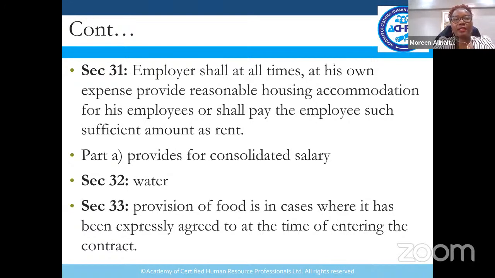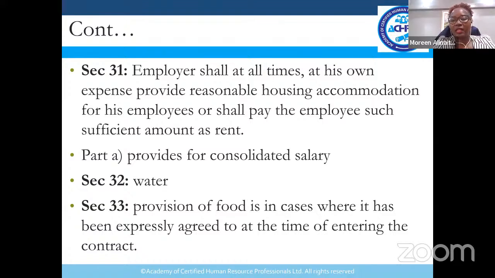Section 32 provides that employers must provide the employees with water, clean drinking water, okay? Clean drinking water is very important. Section 33 provides that provision of food is in cases where it has been expressly agreed at the time of entering the contract. So some companies or organizations decide to provide food for their employees. The Act has no problem with this, as long as you have specifically written it in your contract at the time of entering the contract, okay?